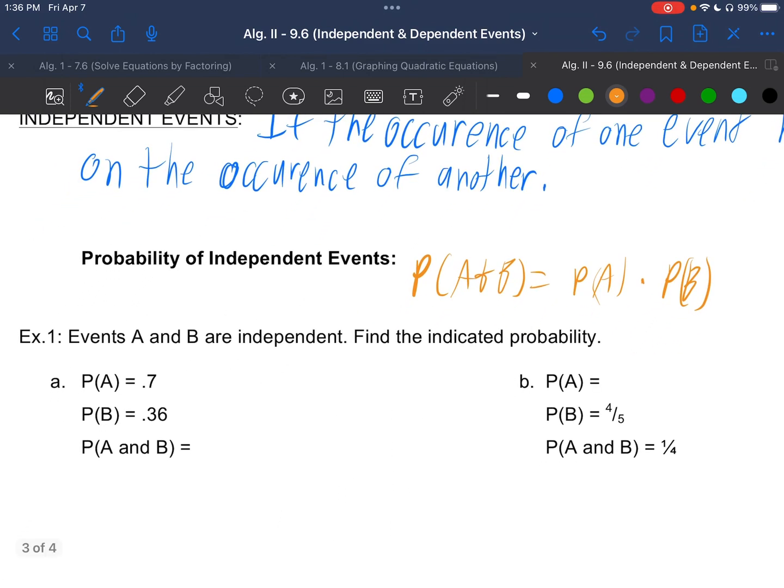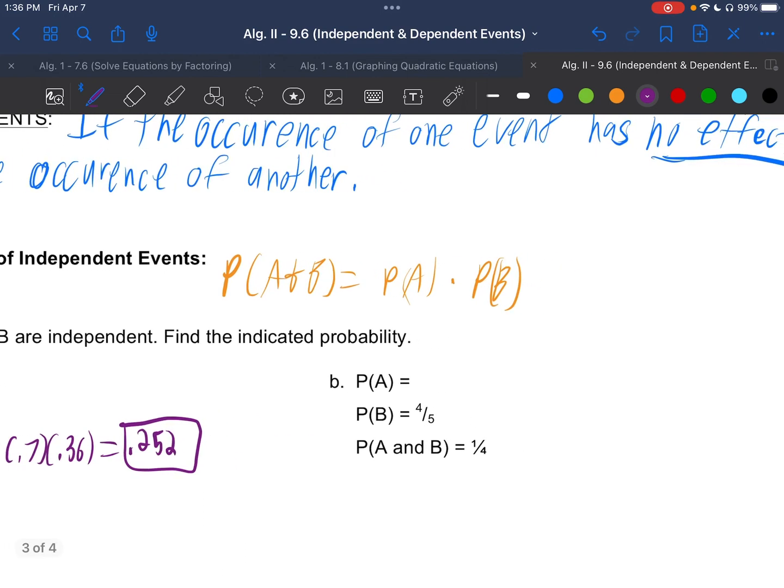So if you're given an example 1 here, that events A and B are independent, find the probability of A and B occurring on 1A. So we're told probability of the first event, 0.7, probability of the second event, 0.36. All you do is multiply them together, 0.7 times 0.36, and you get 0.252, aka 25.2%.